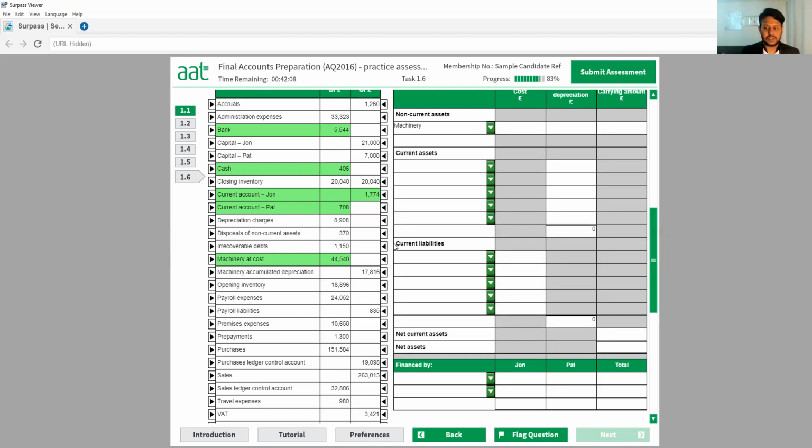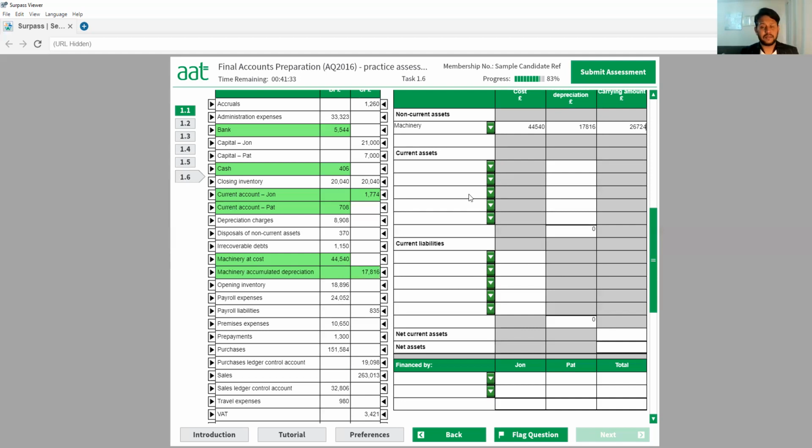So let's take the cost, 44,540. And you have to minus the depreciation. So minus accumulated depreciation, that is 17,816. And the carrying value. So cost minus the depreciation will give us the carrying value. It's 26,724.